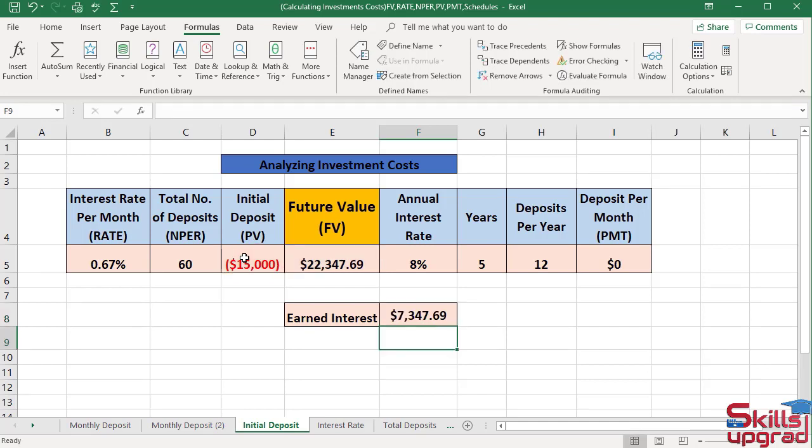So I have earned interest from the invested amount is $7,347.69 after the 5 years, and the total amount in my saving account is $22,347.69.